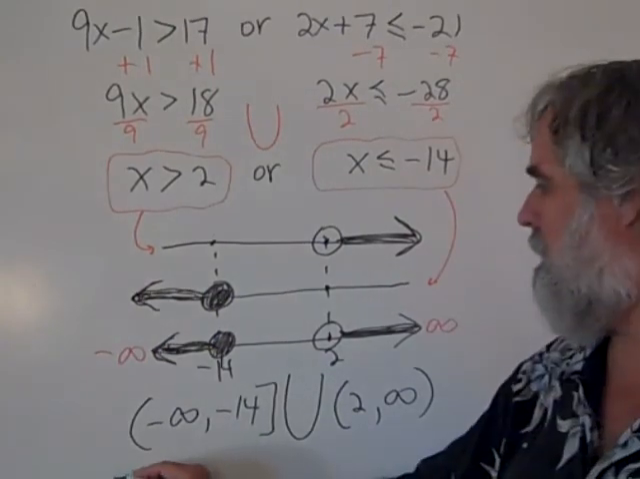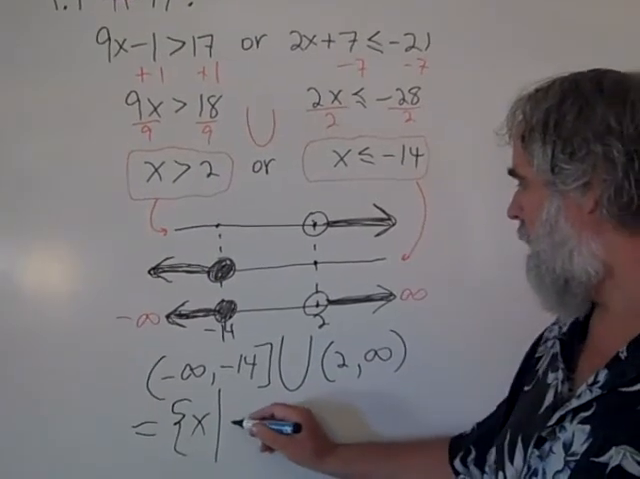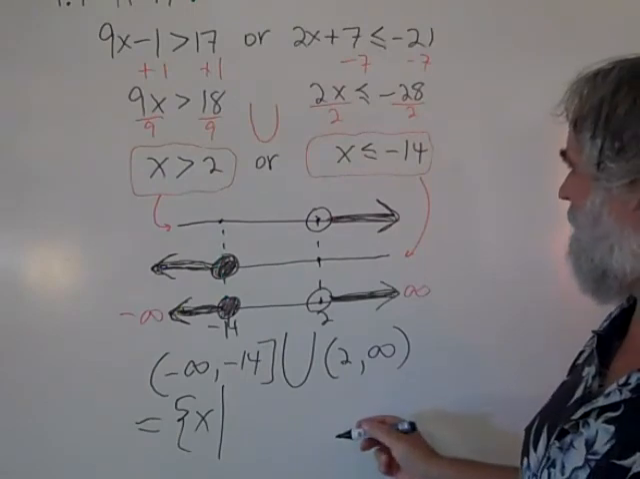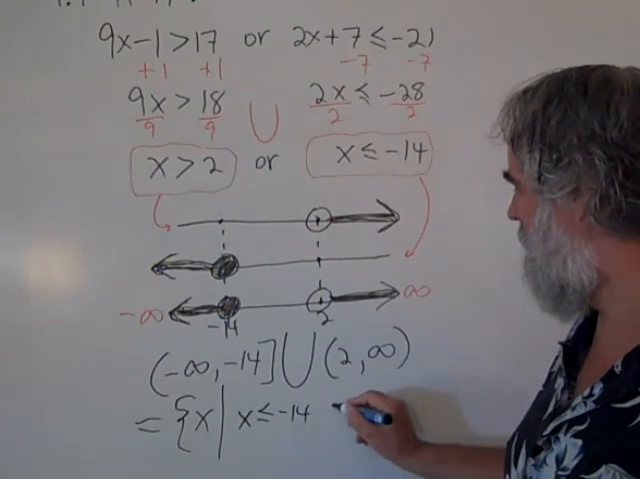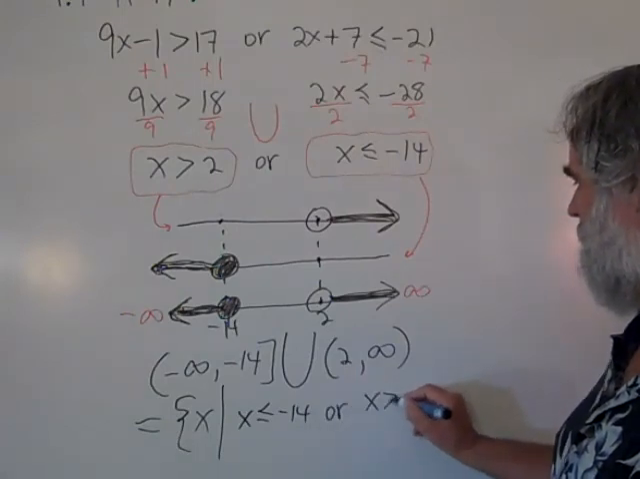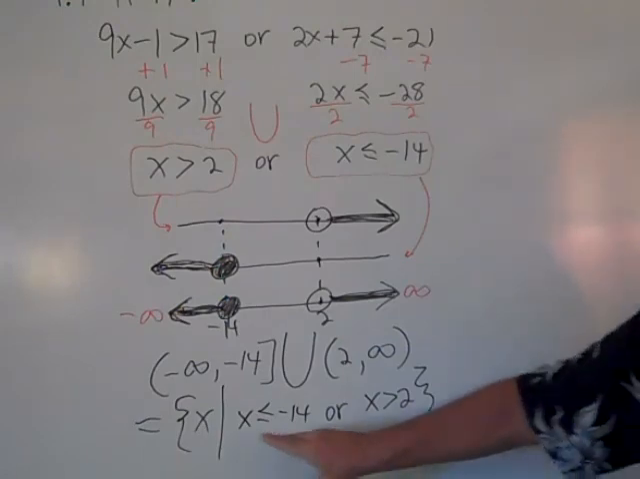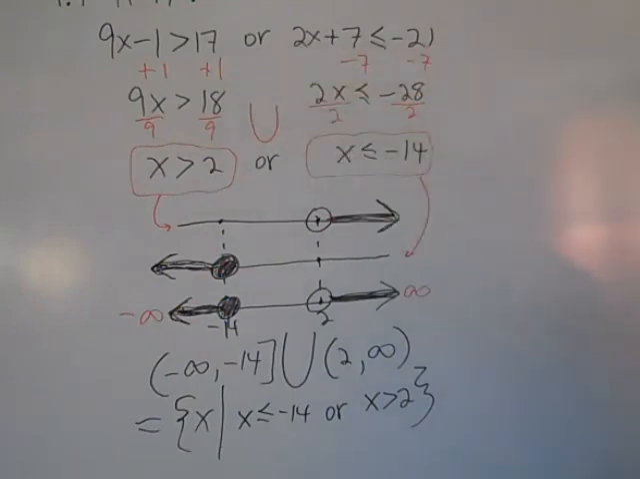In set builder notation, this is also written as the set of all x such that x is greater than 2 or x is less than or equal to negative 14. The word or shows up in the compound inequality as well as in the statement of the problem. So there we have the graph of the solution, the solution expressed in interval notation, and the solution expressed in set builder notation. And we've got it.